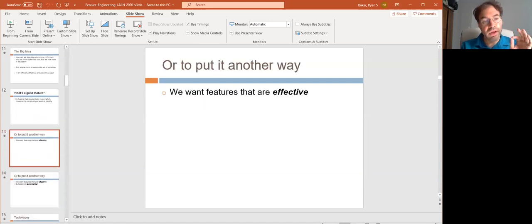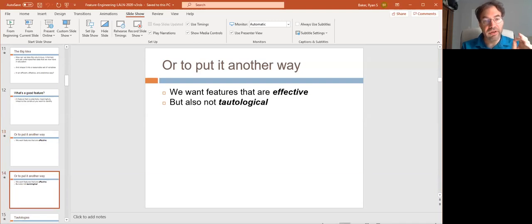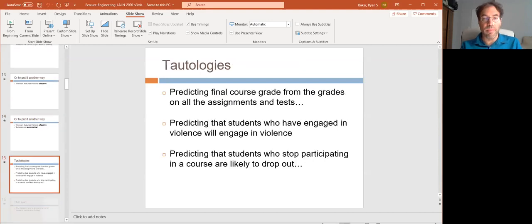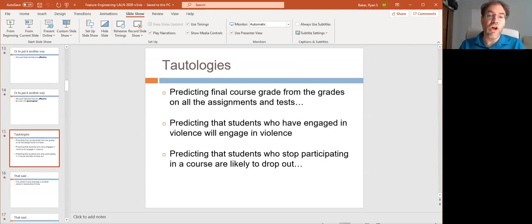To put it another way, we want features that are effective, but we also don't want features that are tautological. Tautologies don't help us. So, tautologies: predicting final course grade from the grades on all the assignments and tests. If you can't get an amazing model doing that, there's something deeply wrong. In fact, Wolf et al. 2013 actually tried that, and had it not worked perfectly, there would have been something deeply wrong in their context. So in some ways, a tautology is only good if it fails.